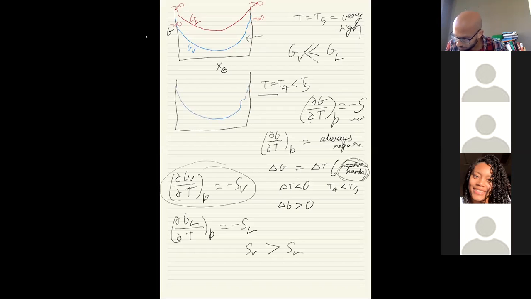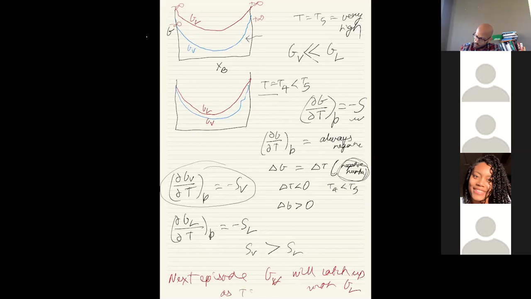It will move up somewhere, and I can't really plot everything in the same picture. And the liquid will also move up, but the point here is that the liquid will move less relative to the vapor. So they will get a bit closer. I'm going to end it like an episode from a detective show. So next episode, GV will catch up with GL as temperature is lowered.